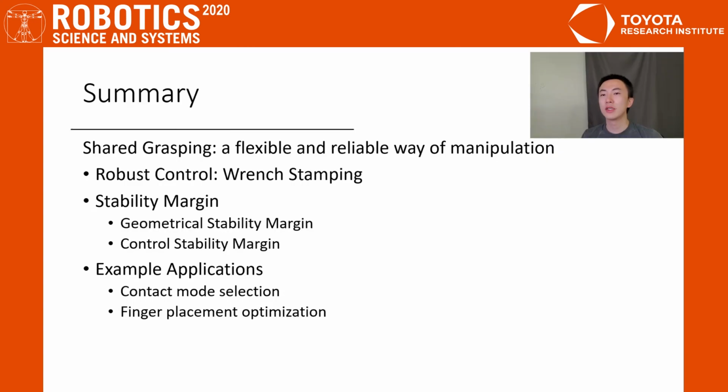To summarize, in this work, we introduce shared grasping as a flexible and reliable way of robotic manipulation. We provide methods to control the shared grasping system and to evaluate the stability of a shared grasping system. We demonstrate the capability of our method in several representative applications.